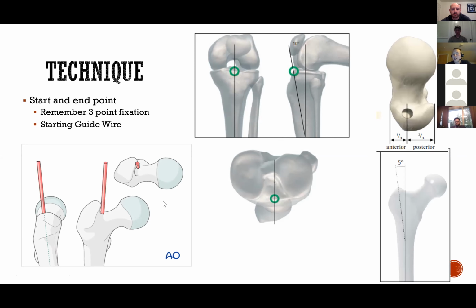For a trochanteric entry nail, this is going to be on the tip of that greater trochanter, and it's about at the division of the posterior 2/3 of the trochanter and the anterior 1/3 of the trochanter. That's about the spot that you want to put that in.